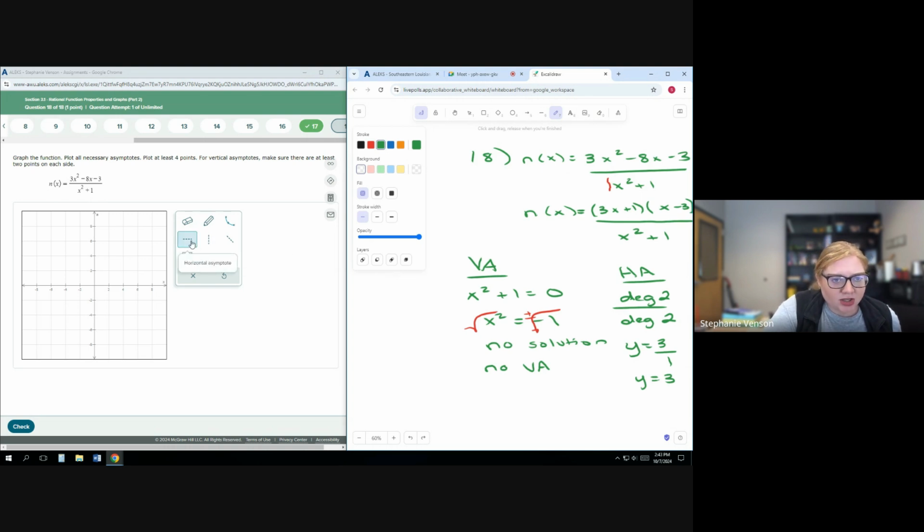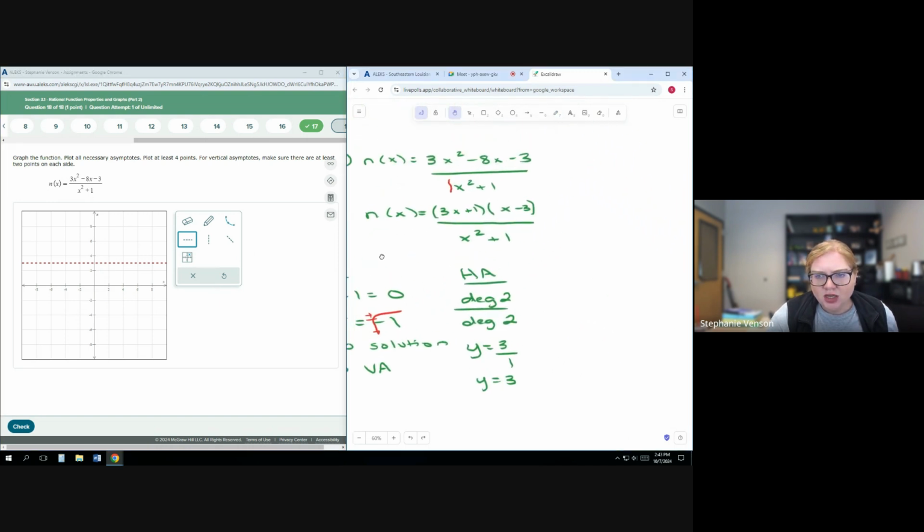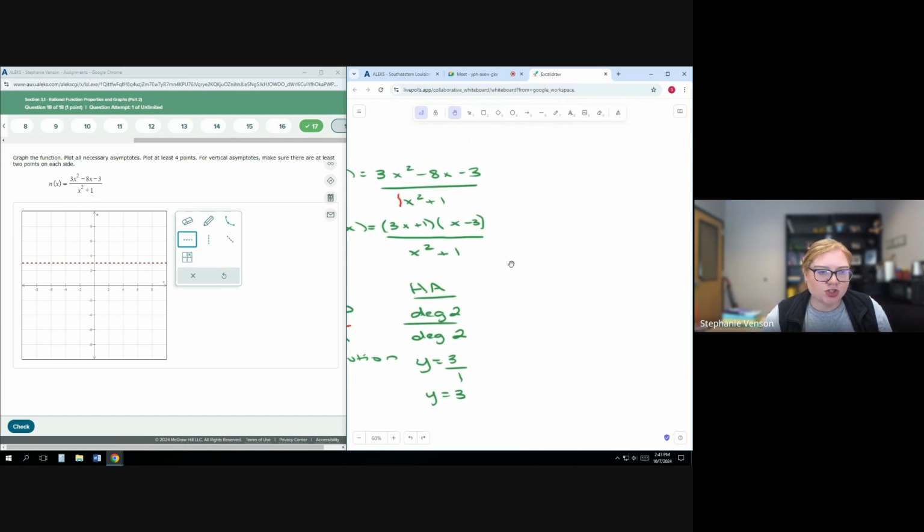So I'm going to click this horizontal asymptote tool, and I can actually go up to 3, right in between 4 and 2. So I'll plot it there. Okay, and then now we need at least 4 other points. So let's see. I think we can do an XY chart. I do think it would be best to go ahead and do our x-intercepts as 2 of our 4 points. So let's figure those out really quickly.